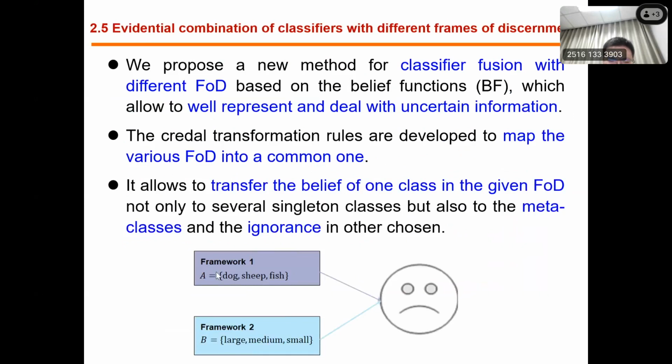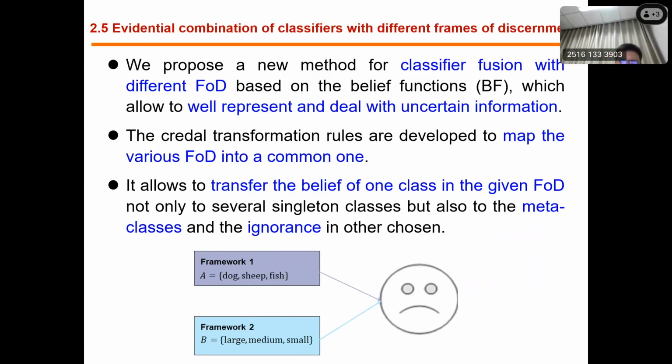For example, framework 1 is just different animals: dog, sheep, or fish. And framework 2 may be large, medium, small, to represent shape, while the first represents the kinds, the types of the animals. In fact, evidence from framework 1 and framework 2 may provide more or less complementary knowledge. If we can combine the sources from the different frameworks, we can also improve the classification accuracy.